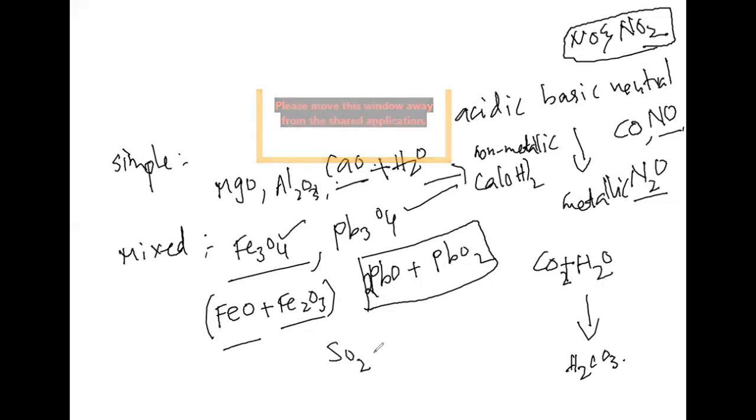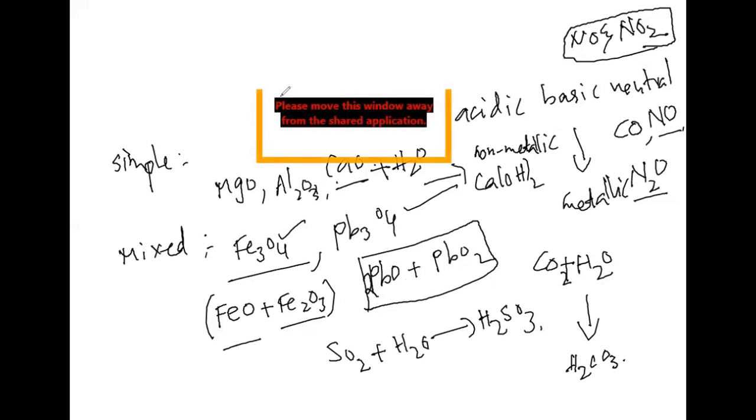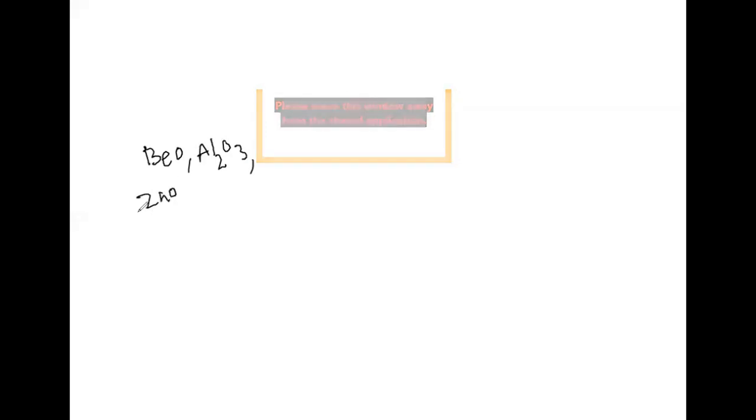Even if you take SO2, when it reacts with H2O, it gives H2SO3 as the product. That is sulfurous acid. But there are some amphoteric oxides. The best examples for amphoteric oxides are beryllium oxide, aluminum oxide, and zinc oxide. These are all amphoteric oxides, which react with both acids as well as bases.